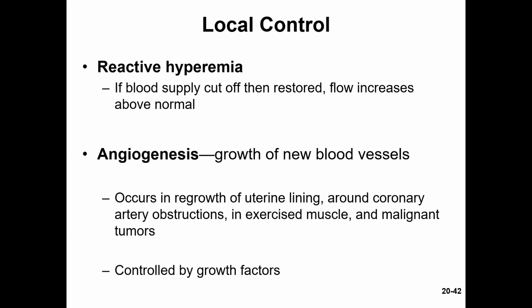Reactive hyperemia: if blood supply is cut off, then restored, the flow increases above normal. Angiogenesis is the growth of new blood vessels. It occurs in regrowth of uterine lining, around coronary artery obstructions, in exercised muscle and malignant tumors, and is controlled by growth factors.